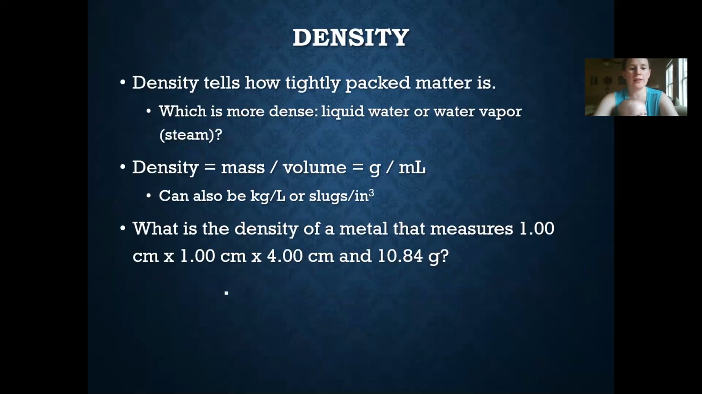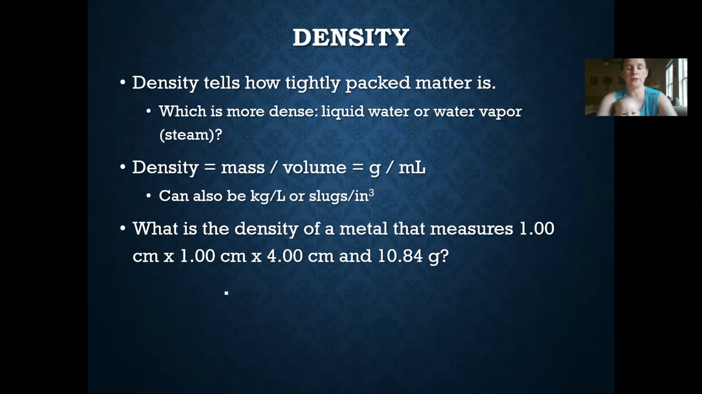Another unit of measurement is density. Density tells us how tightly packed matter is. For example, which is more dense, liquid water or water vapor, or in other words, steam? Liquid water is more dense. The equation to calculate density is mass divided by volume. And since we usually measure mass in grams and volume in milliliters in chemistry, density is usually recorded as grams divided by milliliters, or grams per milliliter, in other words.